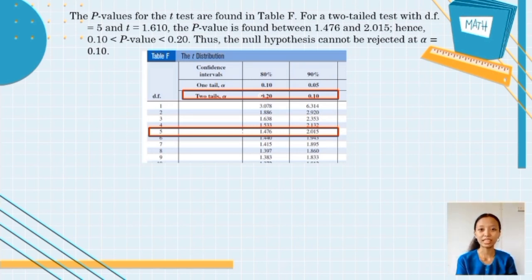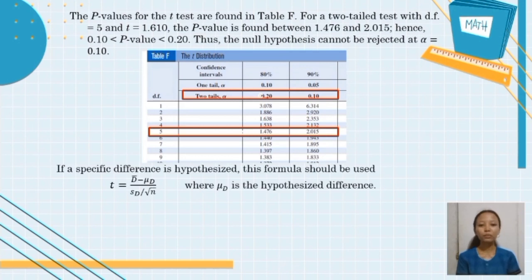We use again the t distribution table. So we have our degrees of freedom 5 and t equals 1.610. We are going to find the closest value of 1.610. Since the closest values are 1.476 and 2.015, those would be our p-value bounds.